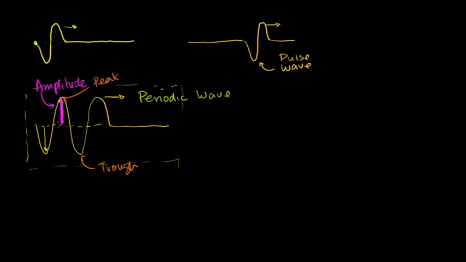Now, the next question you might ask is, OK, I know how far you're jiggling this string up and down, but how quickly are you doing it? So how long does it take for you to go all the way up, all the way down, and back again? So how long for each cycle, we could say. A cycle is me going up, down, back again. How long for each cycle?